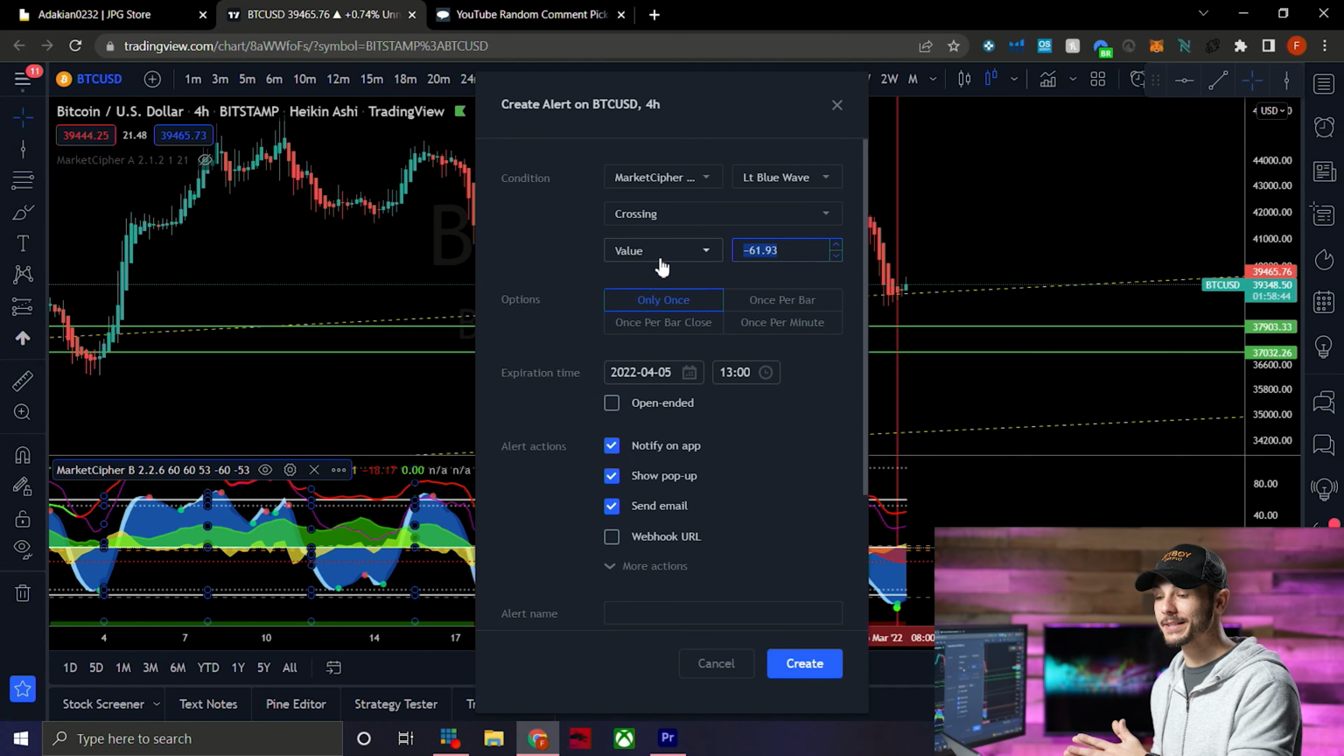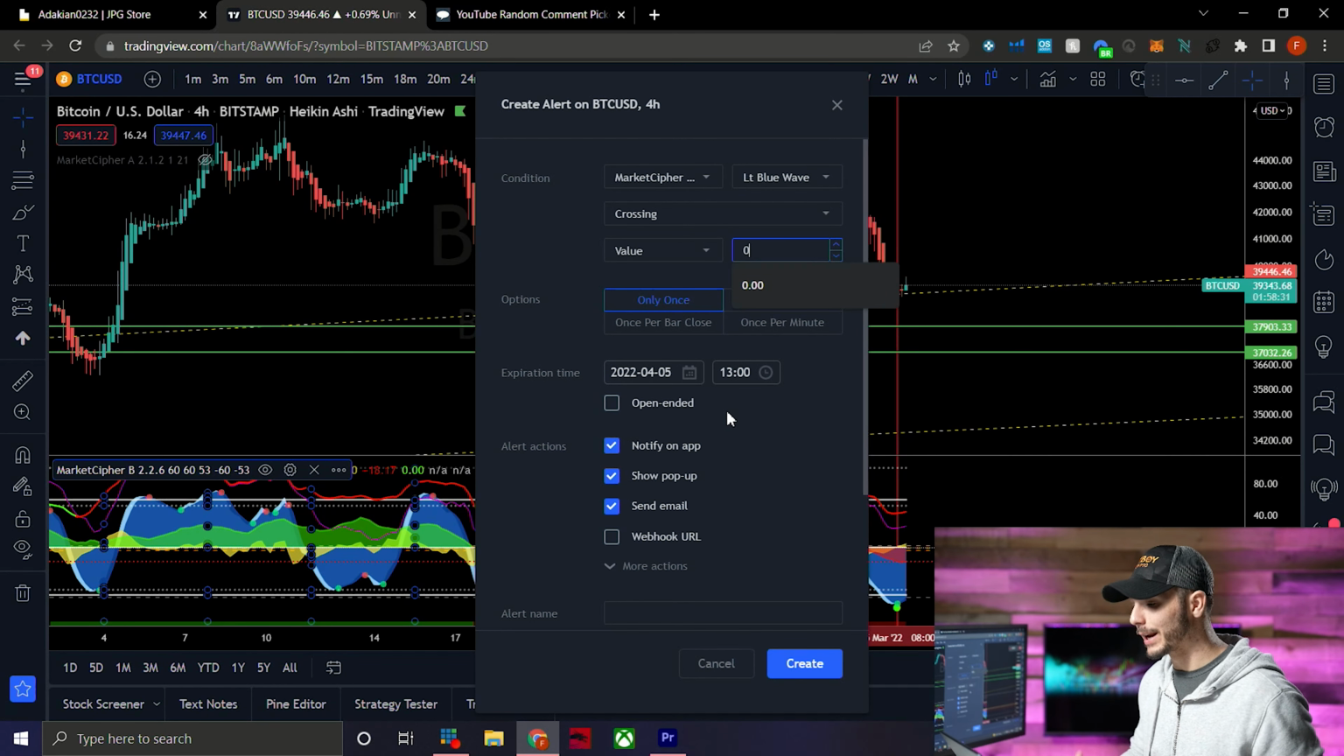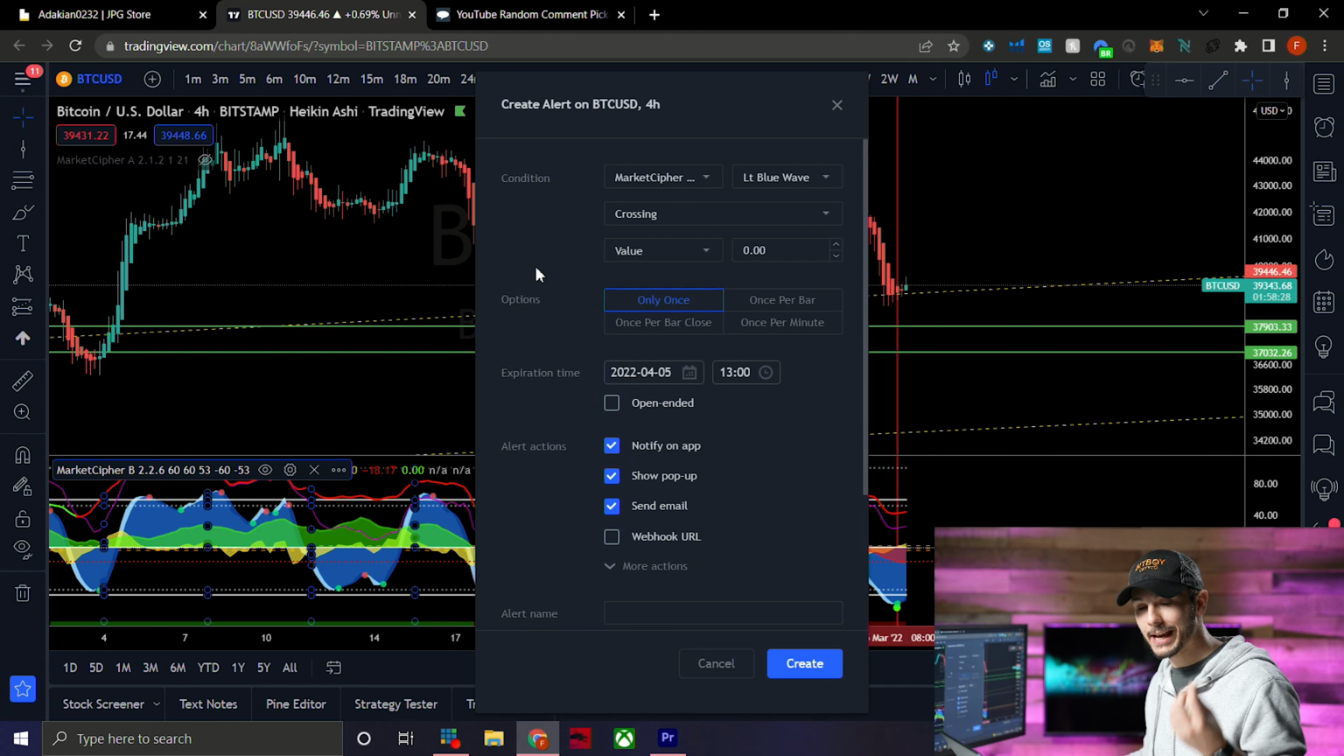Understand it comes with more risk, but you could get a better entry point. So I just wanted to point that out, and I'll show you guys an example of that in just a second. But you want to come here, Market Cipher B, crossing, and then I personally like to do it at the zero line, right? Because I don't usually enter until after it crosses over the zero line. But you could even set this at 1 or 2 or 3, 5, whatever it is.